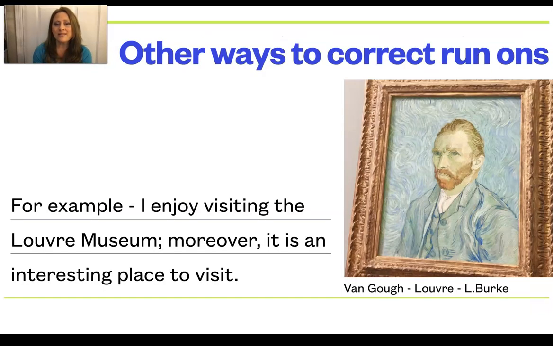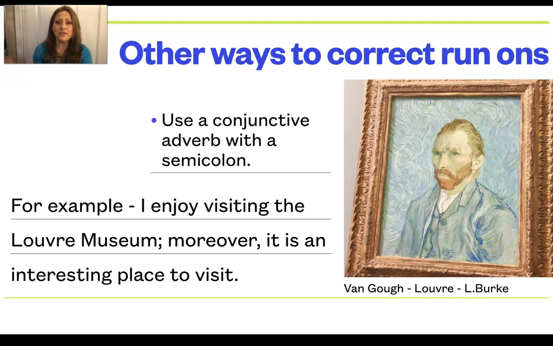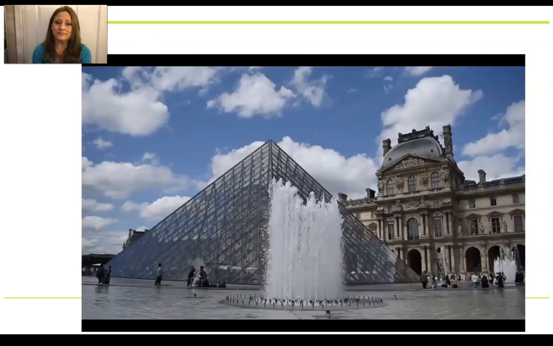So let's see, what does an example of this look like? I enjoy visiting the Louvre Museum; moreover, it is an interesting place to visit. So conjunctive adverbs are words like moreover, therefore, consequently. And depending on the meaning, you can use different words. So this is what I mean when I say using a conjunctive adverb with a semicolon.